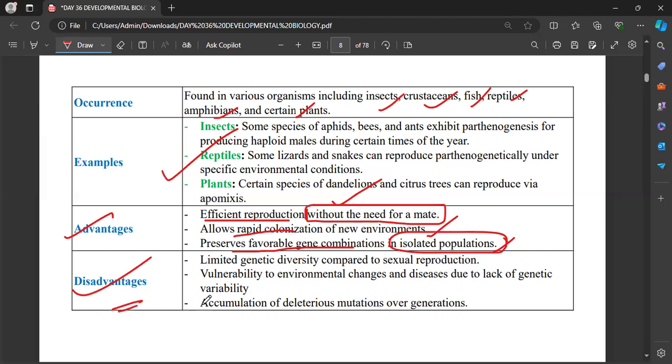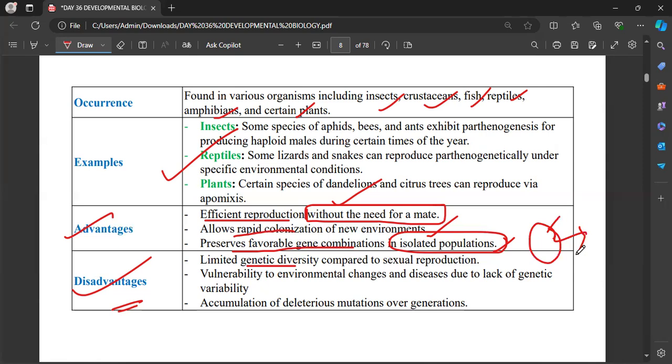Now, what are the disadvantages here? They have limited genetic diversity, because they didn't have a male. There is no fusion with a male, so whatever characters are present in the mother, only those characters will be passed to the next generation. We don't find any new advantage being acquired by that particular individual.